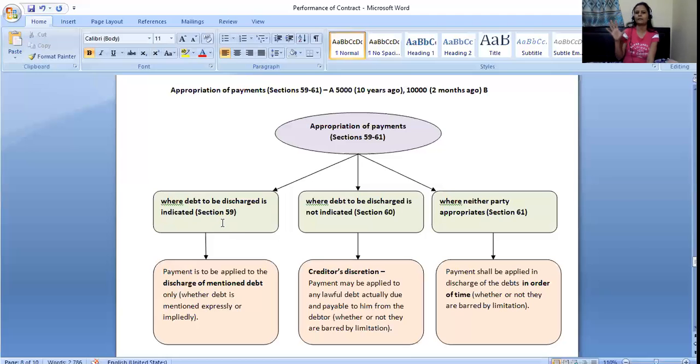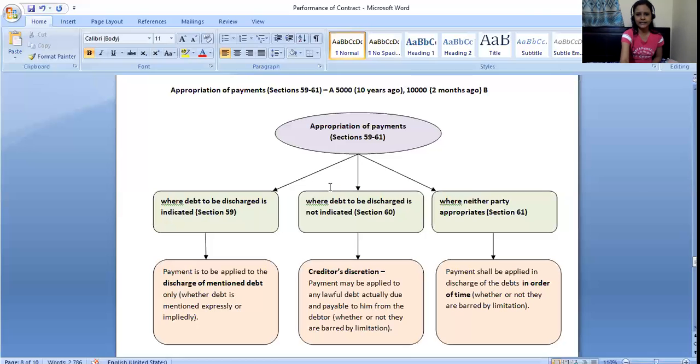A has made a payment of 5,000 rupees to me and he said that this should be appropriated to this 10,000 rupees only. I took 10,000 rupees from you 2 months ago. So this is like one installment of that 10,000 rupees. In that case, I should consider that this 5,000 rupees he is paying as one installment of this 10,000 rupees loan that he took 2 months ago. I cannot appropriate it to that 5,000 rupees loan, which is barred by limitation. Why? Because the person has clearly mentioned what he is making the payment for. So accordingly only I should apply it.